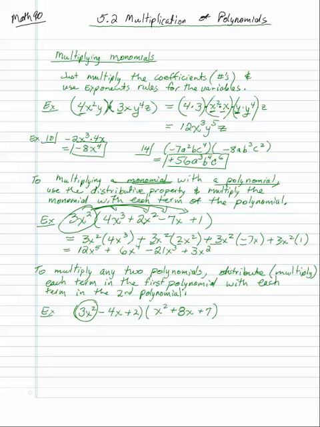So we're going to get, and again, normally I wouldn't write this out, I would just write the answer. So 3x squared times each of them. Okay, so the first term's done. Now I go to the second term, negative 4x, and distribute it with each term in the second parenthesis.